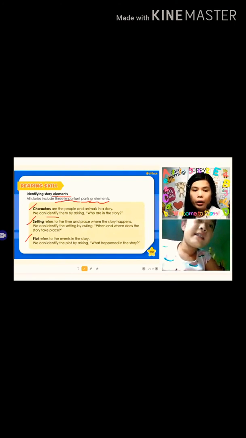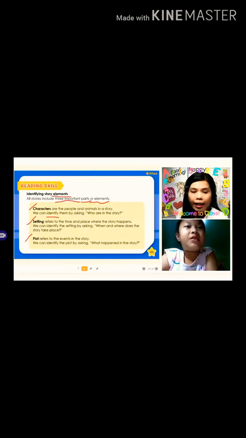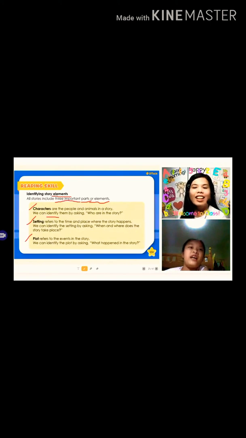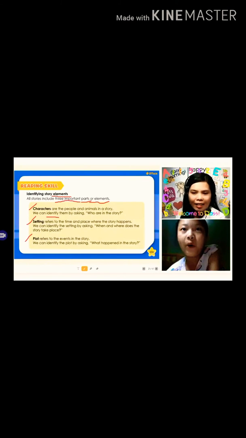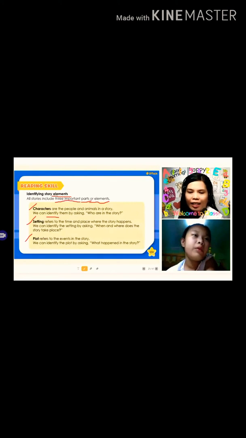Very good. Setting refers to the time and place where the story happens. We can infer the setting by asking when and where does the story take place. Plot refers to the events in the story. We can infer the plot by asking what happened in the story. All right. Good reading, Emily.